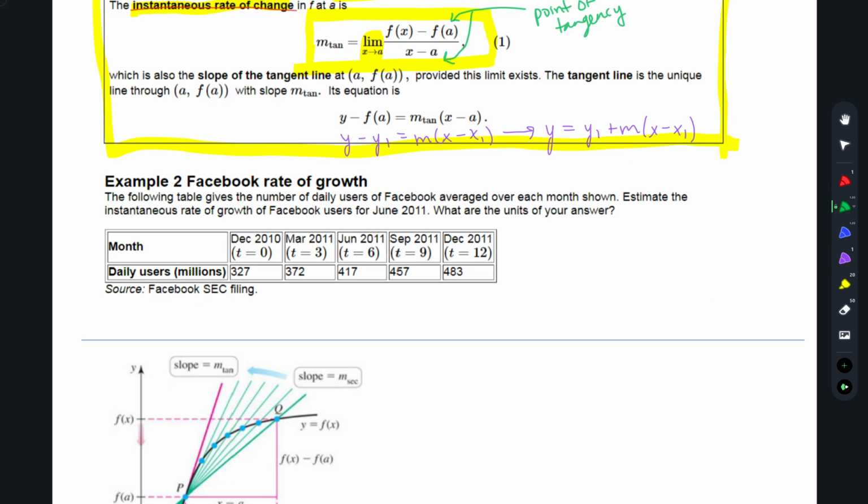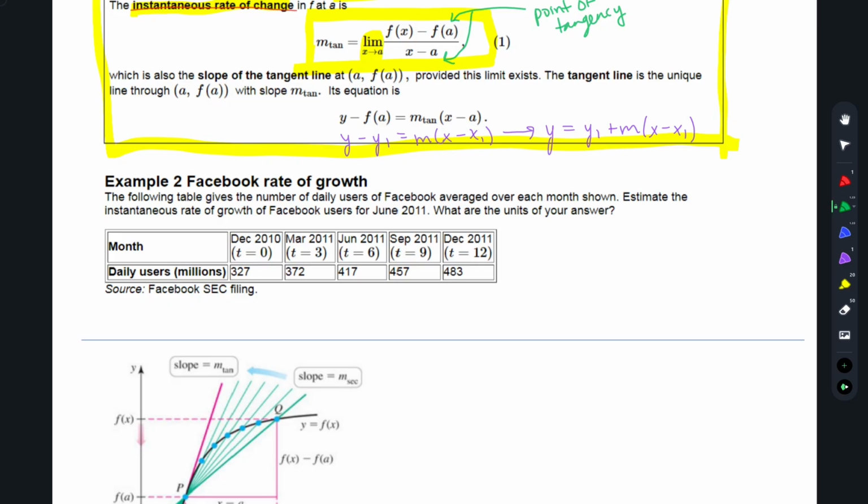All right, so Facebook rate of growth. Sorry, that was a little old school, but we're just going to go with it. The following table gives the number of daily users of Facebook averaged over each month shown. Estimate the instantaneous rate of growth of Facebook users for June of 2011. What are the units of your answer?